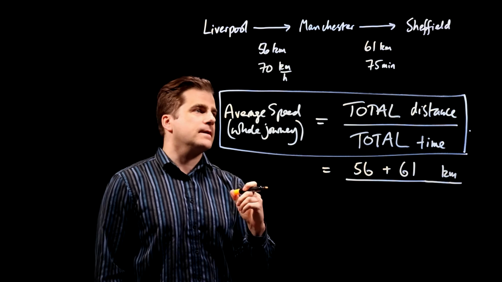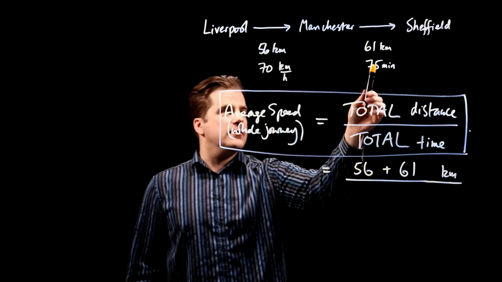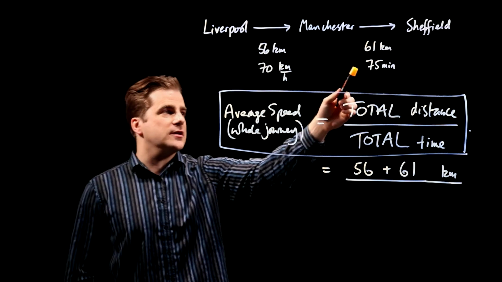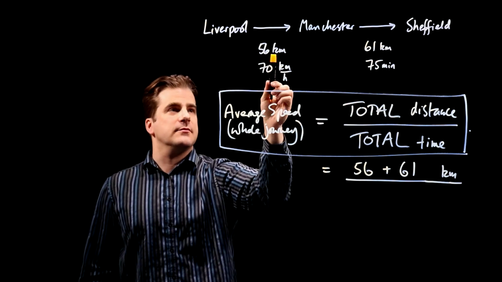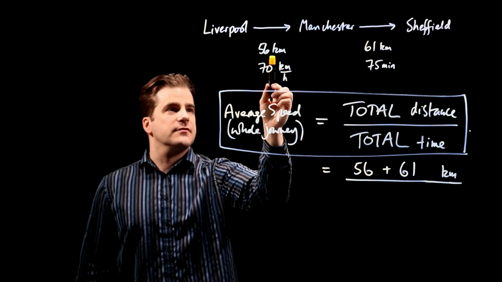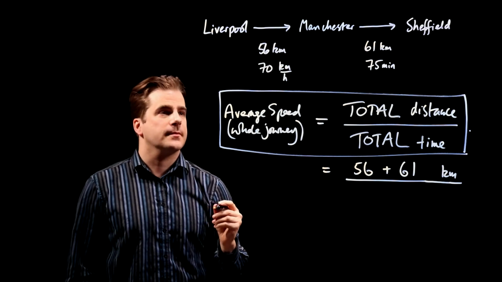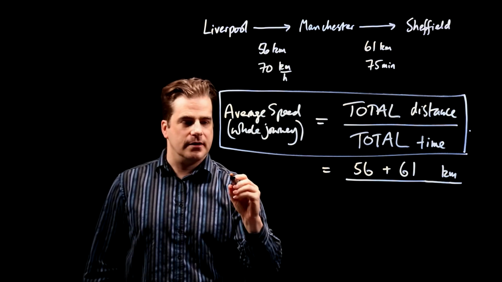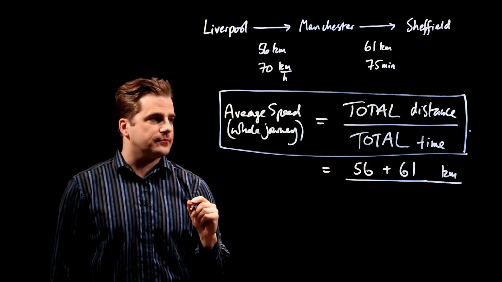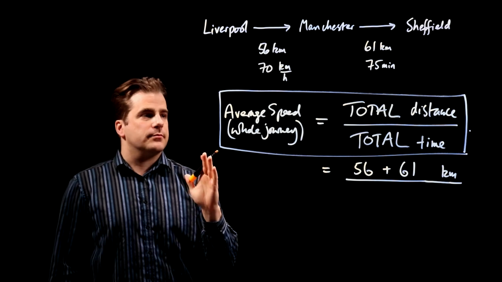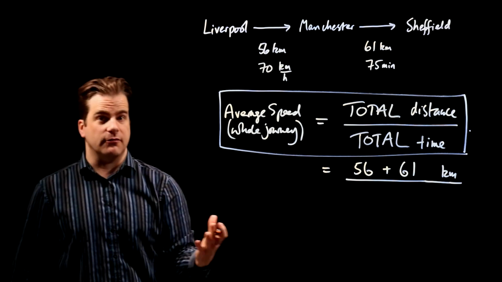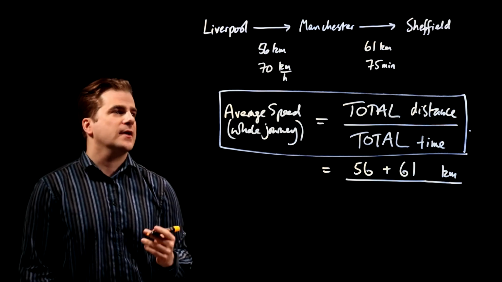Well, we know the time for this journey from Manchester to Sheffield, or that part of the whole journey. We need to work out the time for this bit, okay? So, for this bit, the time is distance over speed. That's just using speed as distance over time. Speed is distance over time. It's a general formula connecting speed, distance, and time.